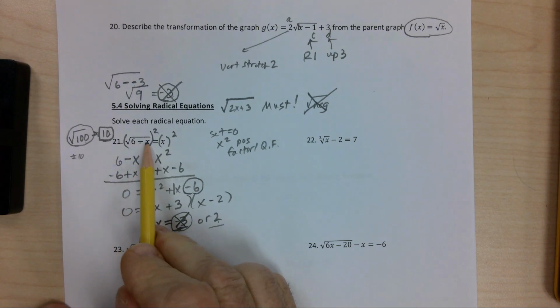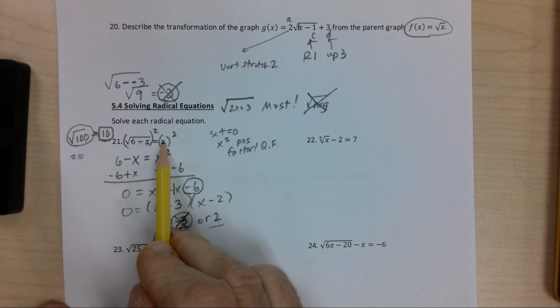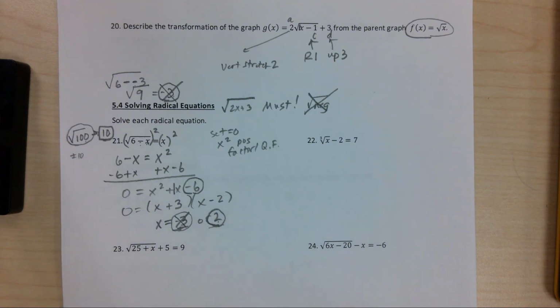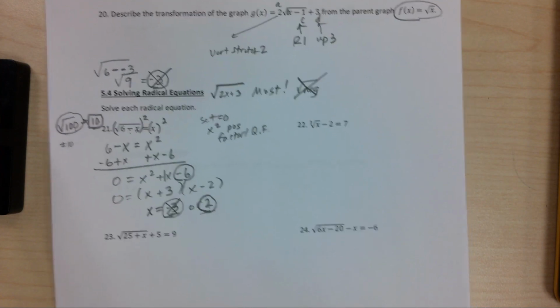Put the 2 in. 6 minus 2 is 4. Square root of 4 is 2. That's our winner. Very strange rule in math. I'll give that to you.